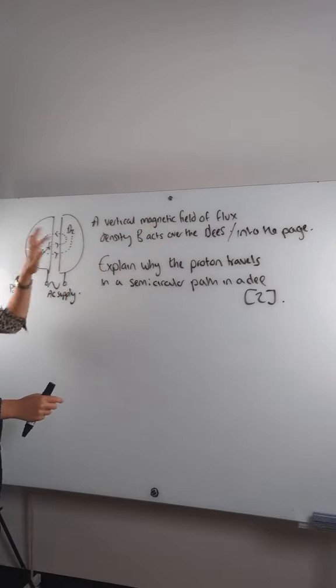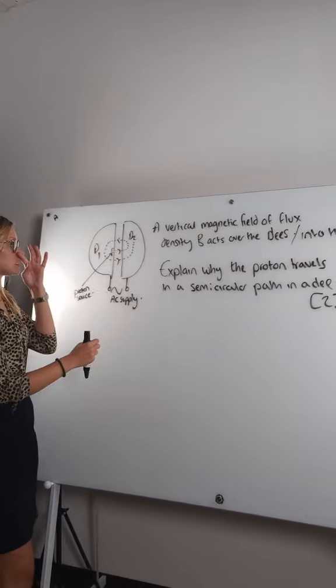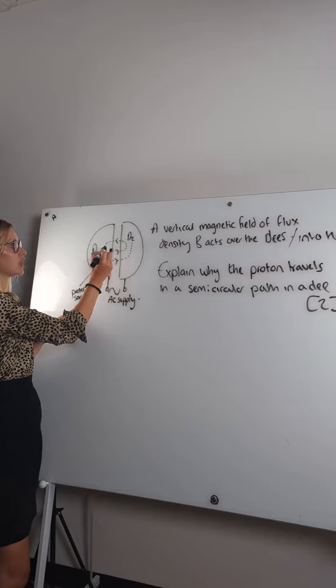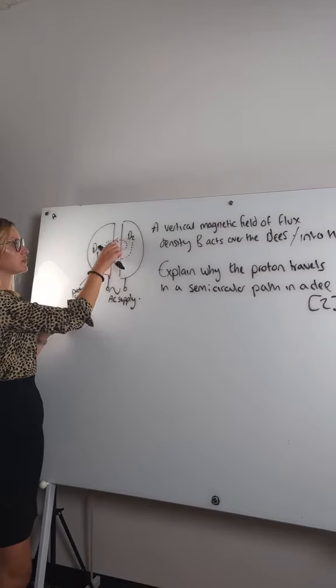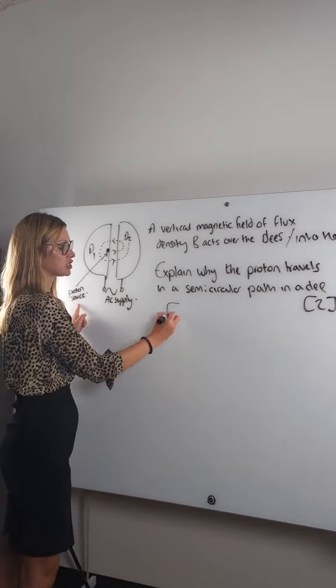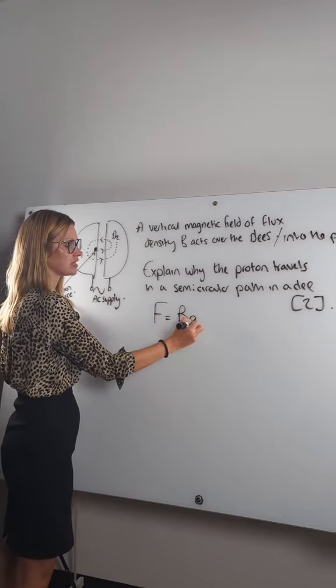It says the magnetic field is going to be acting into the page. Okay, so it wants us to explain how, if a proton gets emitted from my proton source, it will travel in this direction. How come it travels in a circular path? Okay, and the equation from your data sheet you want to think about is F equals BQV, right?